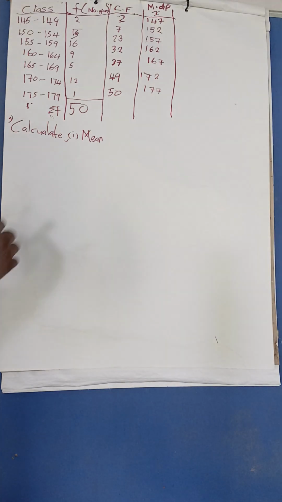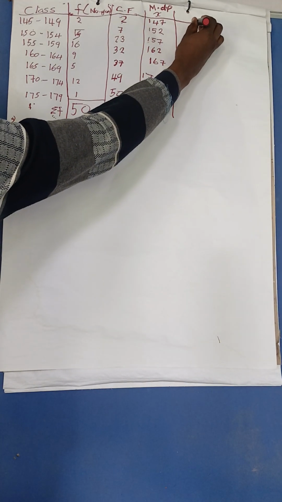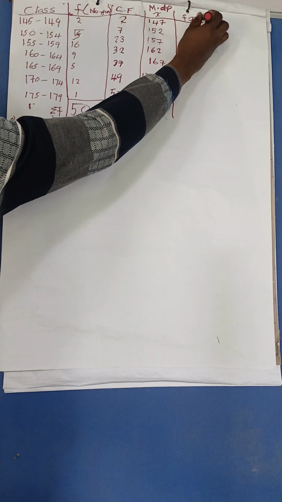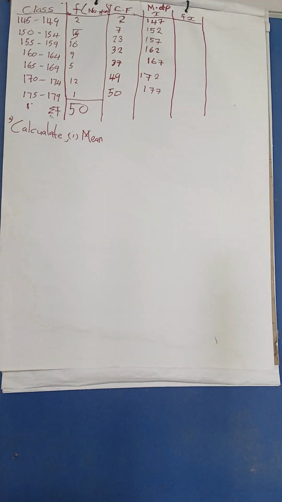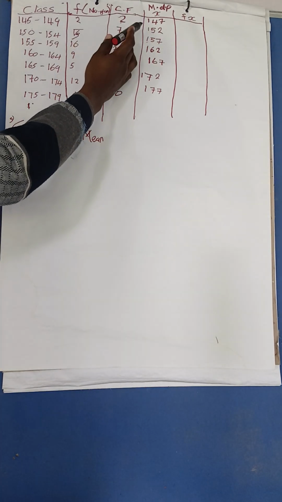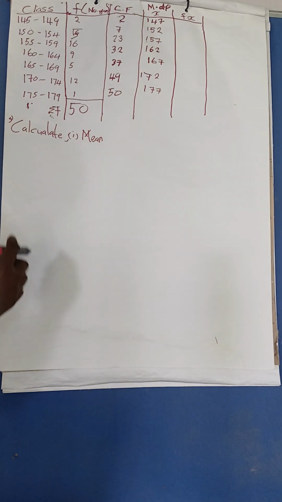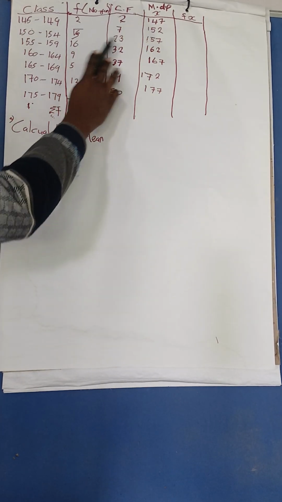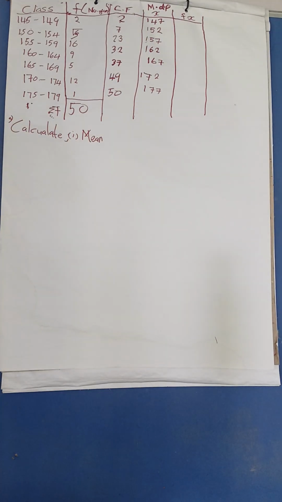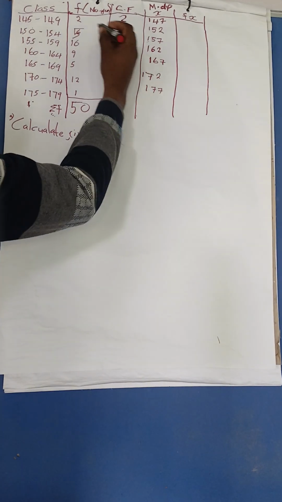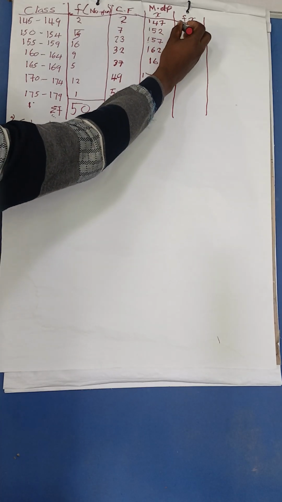What next? We go ahead to find what we call fx. Now you ask yourself, what is fx? Fx is the product of the frequency and the midpoint. For this case, the first one is 2, you multiply by 147, and you'll have 294.